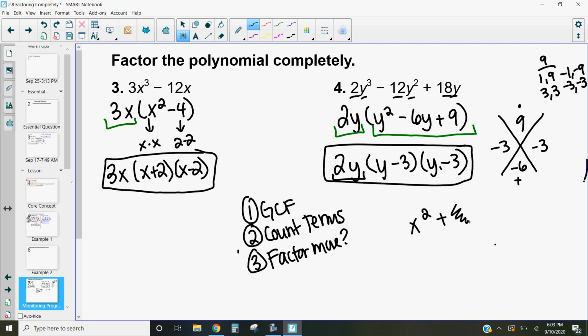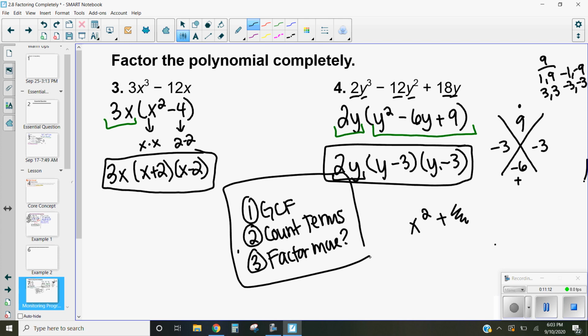So as you finish and you prepare for your test, make sure that you are following these 3 steps. Count your terms, find your greatest common factor. Once you factor that out, count the terms. Which method are we going to use? The special product patterns, the X method, or factor by grouping? Once we've done those things, look at what we have after we factored the first time. Is there anything else that can be factored?